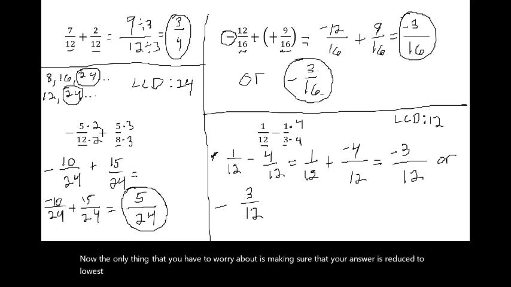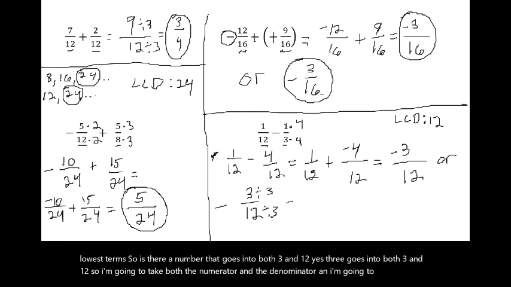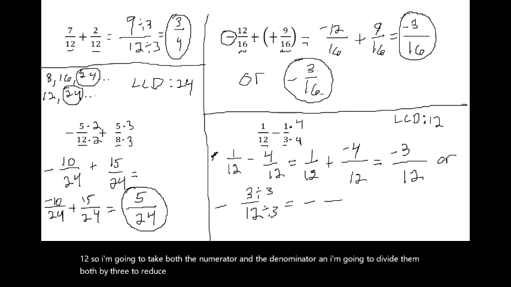So, is there a number that goes into both 3 and 12? Yes, 3 goes into both 3 and 12. So I'm going to take both the numerator and the denominator, and I'm going to divide them both by 3 to reduce this fraction. And yes, it is still negative.